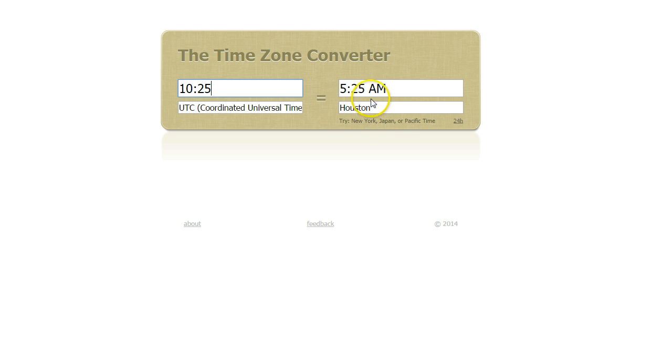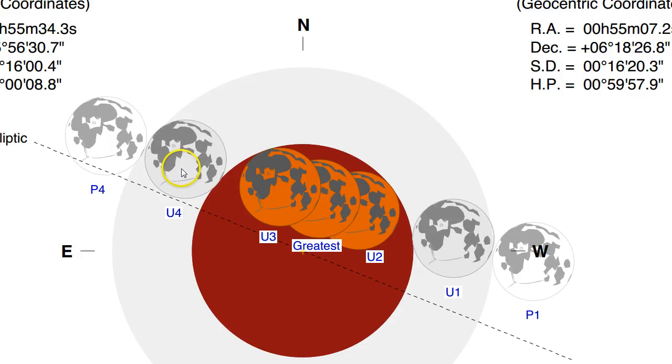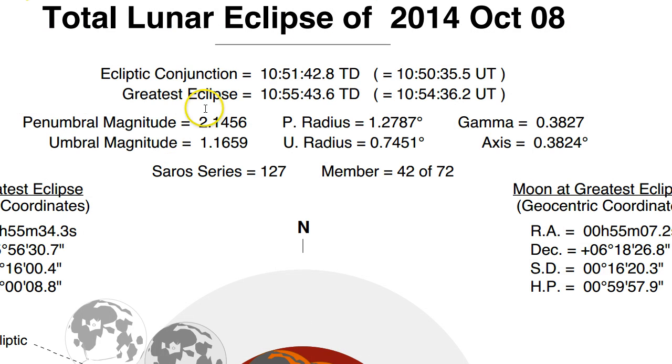By 5:25 in the morning, that's when the total eclipse will start. That means when the moon will pass through the shadow of the earth. Now, the greatest eclipse, which is when you see the moon become, I mean it looks like red, is at 10:55.